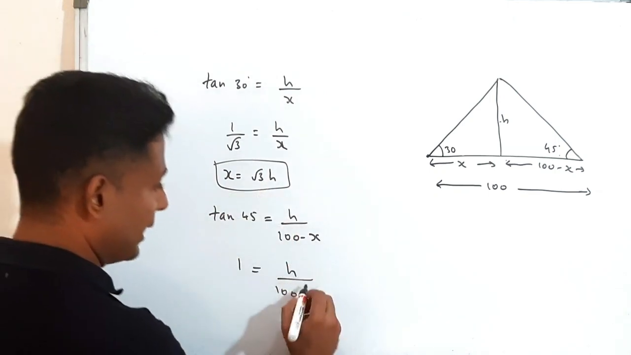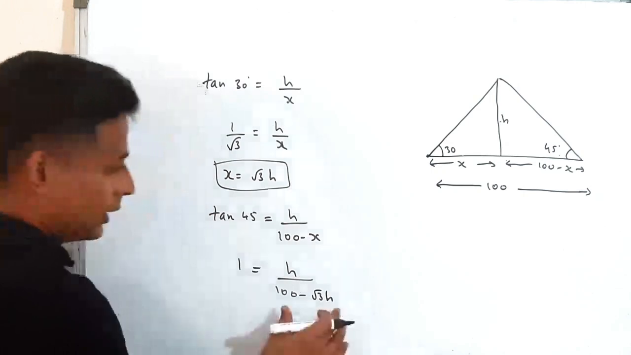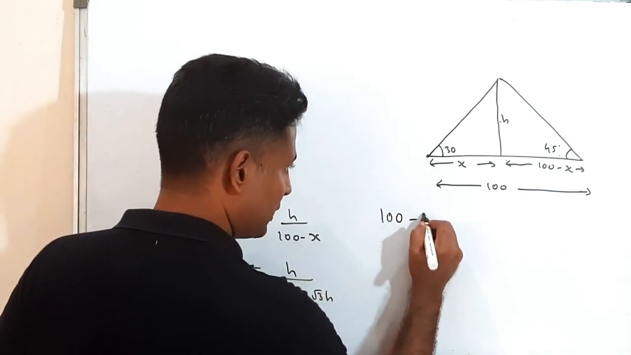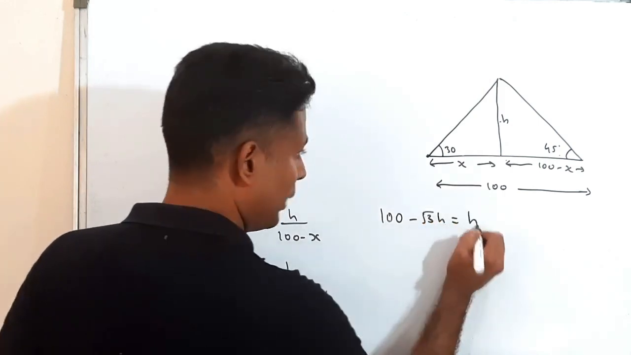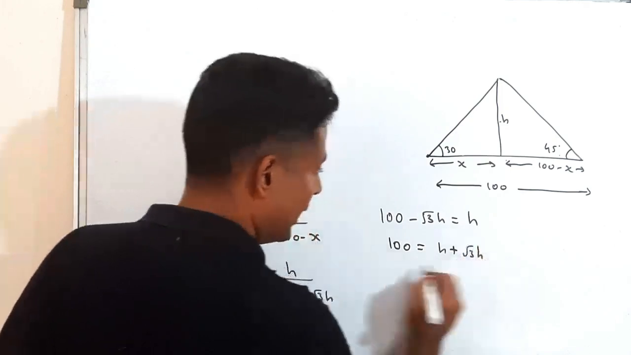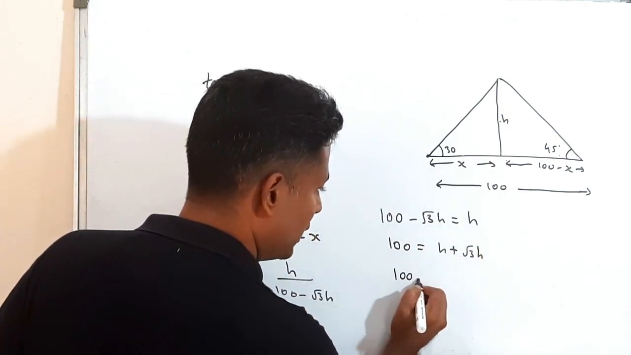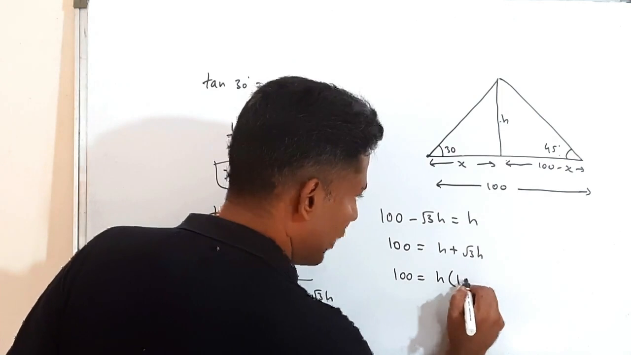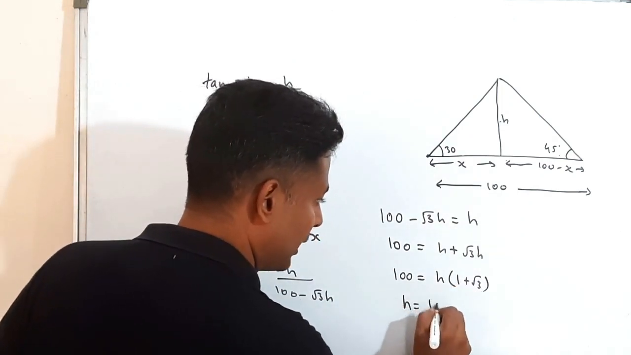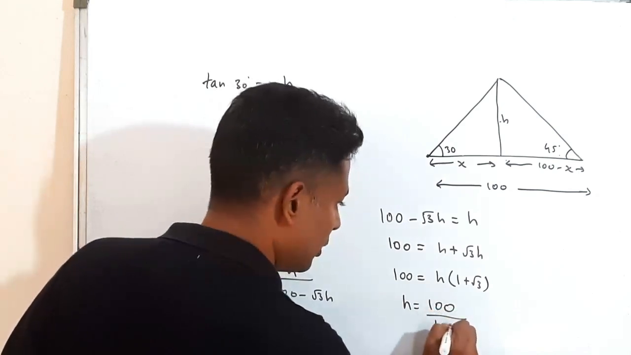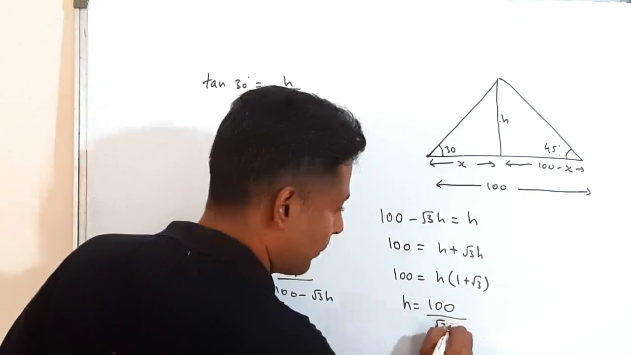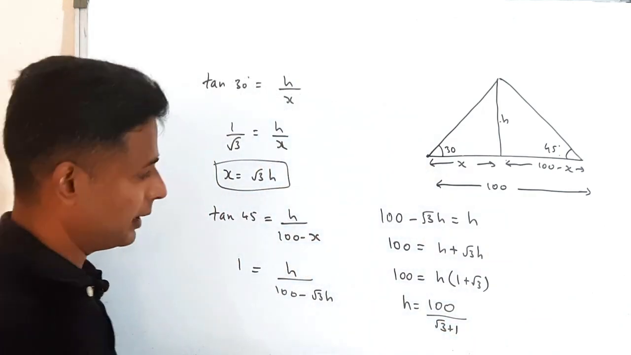Now x is root 3 h, so I'll write it as root 3 h. Now when I transpose this, 1 into this is itself, so 100 minus root 3 h equals h. So 100 equals h plus root 3 h. So 100 equals, if I take h common, h times 1 plus root 3. So when I transpose this down, h becomes 100 by 1 plus root 3, or 1 plus root 3 can also be written as root 3 plus 1. This is how I'll write it.